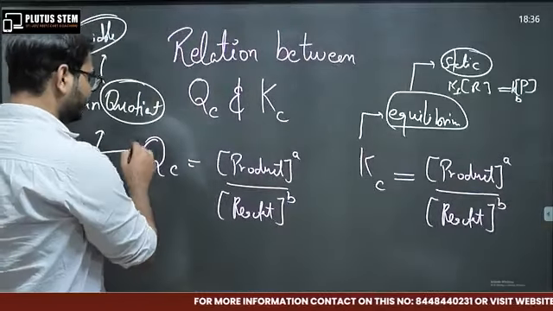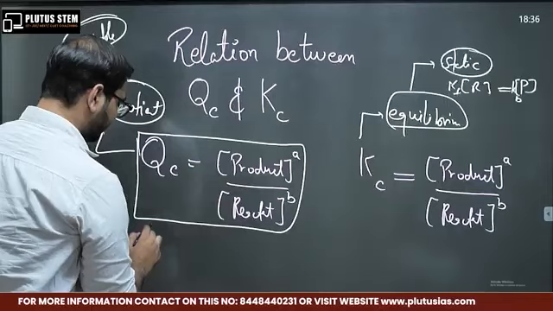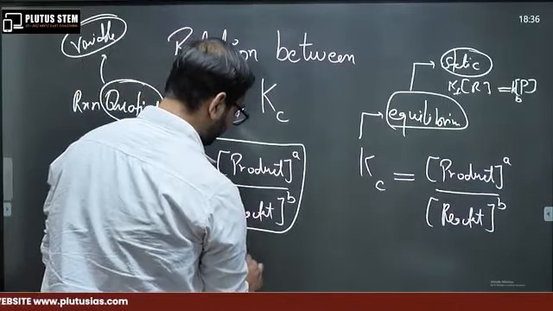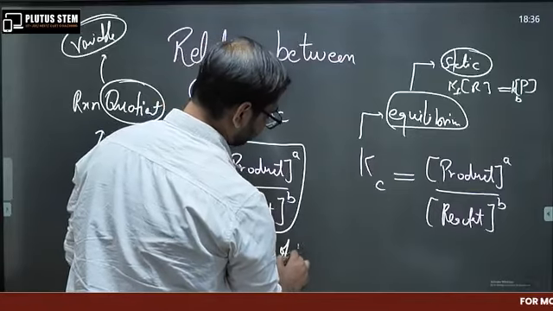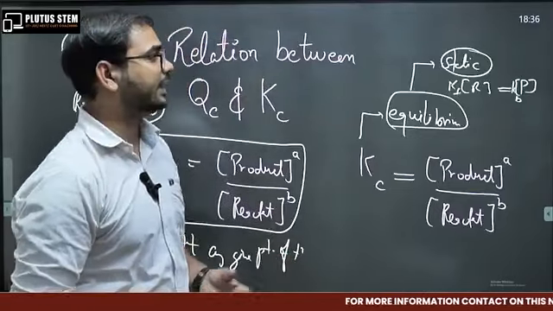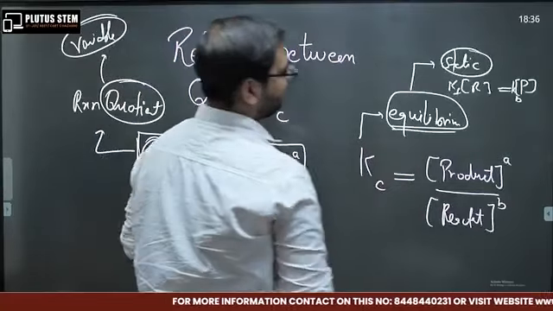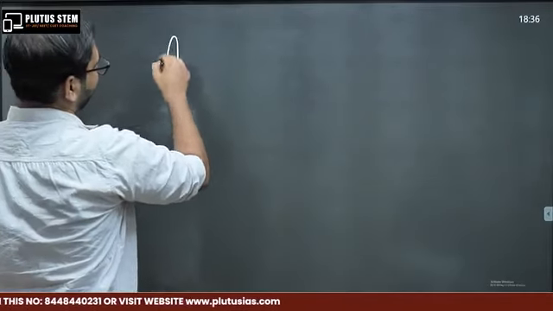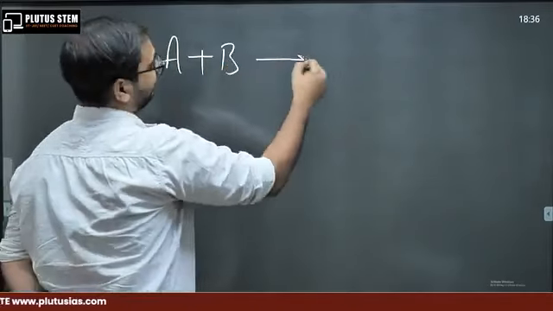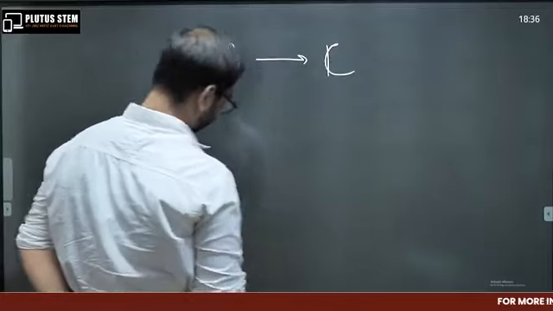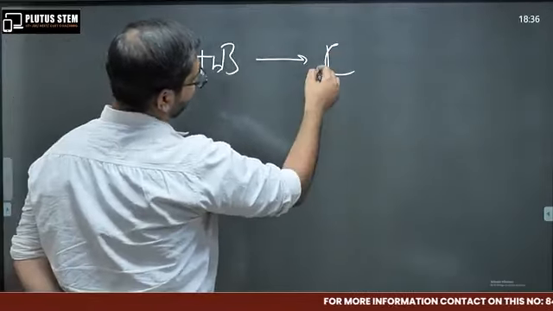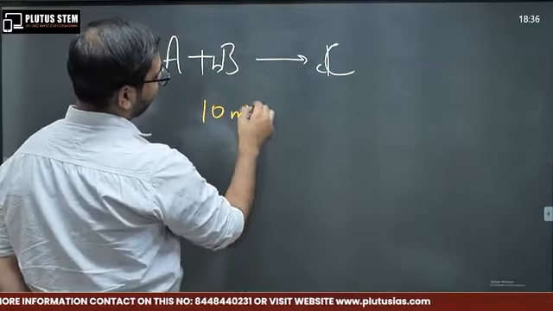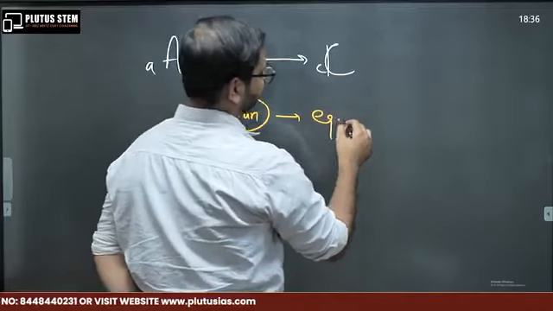So that means reaction quotient or Qc can be calculated at any given point of time, while equilibrium constant is calculated at a very specific point when equilibrium for the reaction is achieved. So, for example, let's say I have a reaction in which two reactants A and B combine to give me a product C. It has some stoichiometry a, b and c. Now let's say after 10 minutes, this reaction achieves equilibrium.